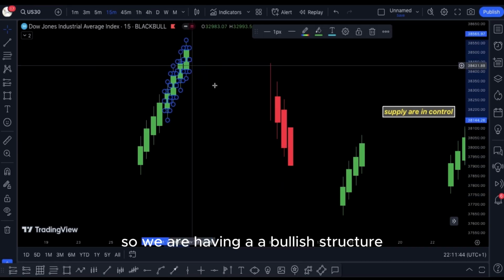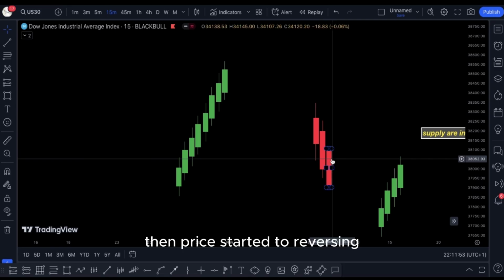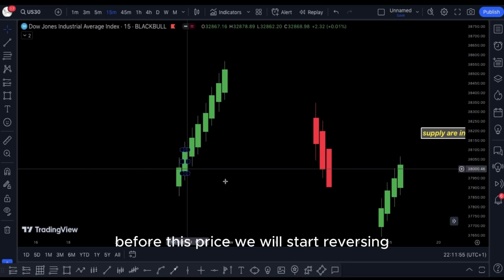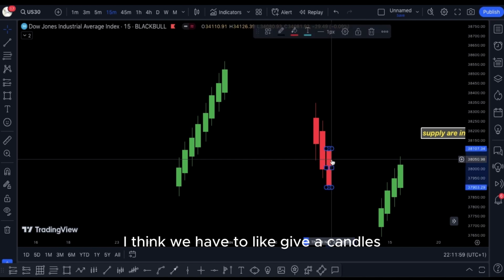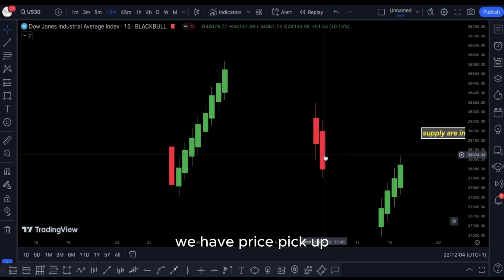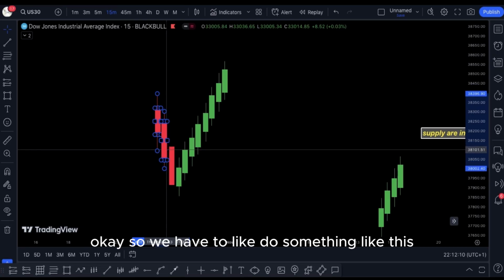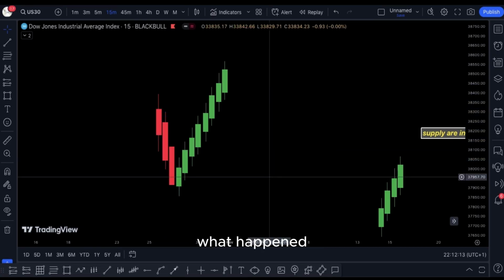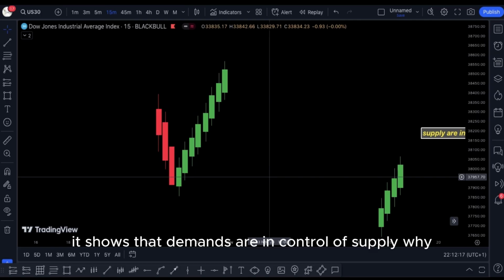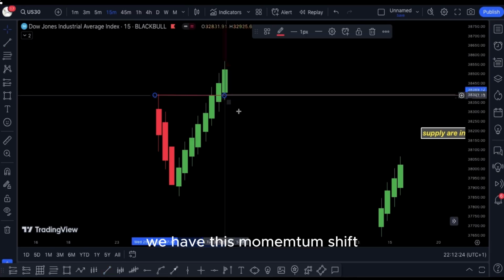So we are having a bullish structure and we end up having another bearish structure. Then price started reversing. Before price starts reversing, I think we have to give a candle here. After I give a candle here, we have price pick up. What happened? It shows that demand is in control of supply. Why? Because we have this momentum shift.